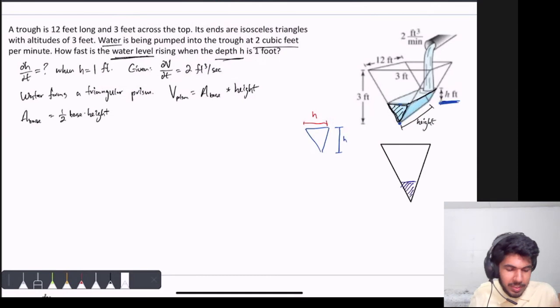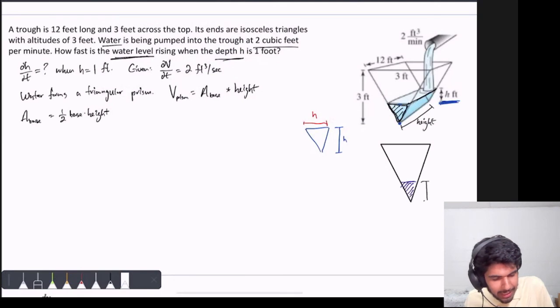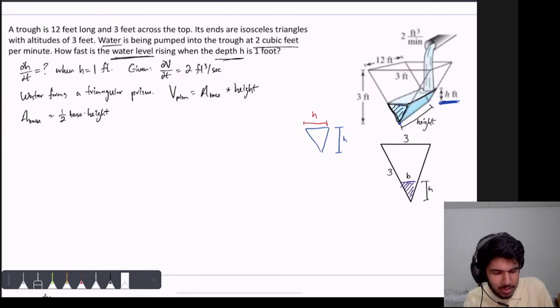I claim that this blue triangle is similar to the black triangle. And it's basically an exercise to figure out why that's the case. But the logic is that both triangles are isosceles, they share an angle in common, and then we can do some geometry there to figure it out. But we're given that this is h, this is b that we're trying to solve for, and we know that this is 3 and this is 3.